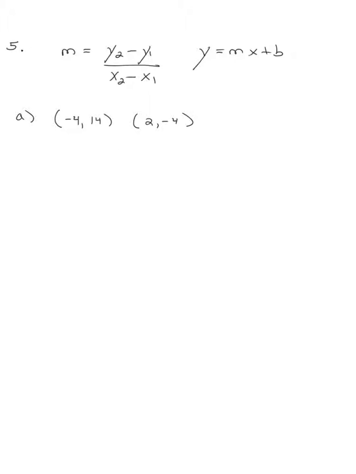It does not matter the order in which you choose them, so I'll say, I guess this is x1, y1, and this is x2, y2. My slope, therefore, is going to be y2 minus y1, that's negative 4 minus 14, all over x2, which is 2, minus x1, which is negative 4. Being careful, there's a minus in the denominator. The numerator is negative 18, and then the denominator is positive 6, because it's really 2 plus 4. I just figured out my slope, and that is negative 3.